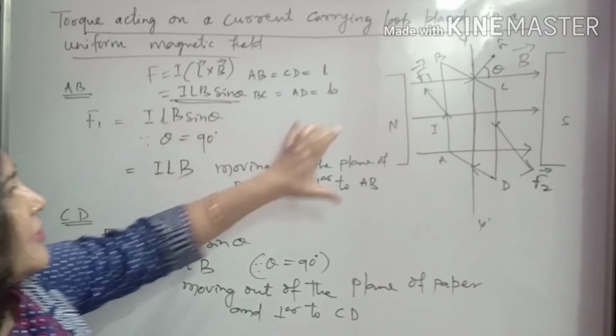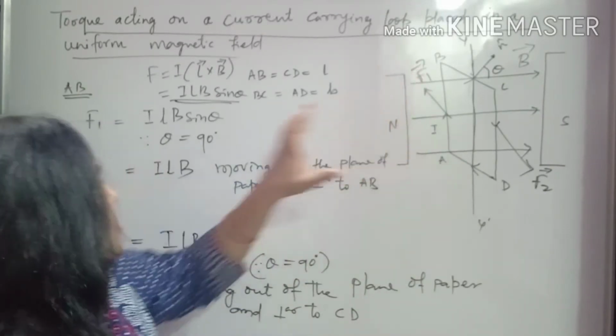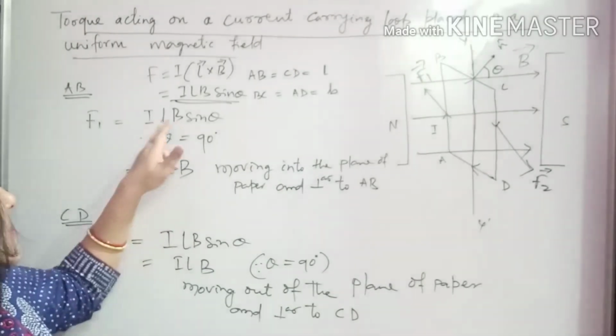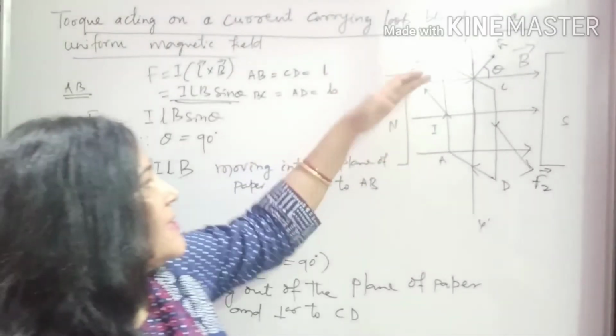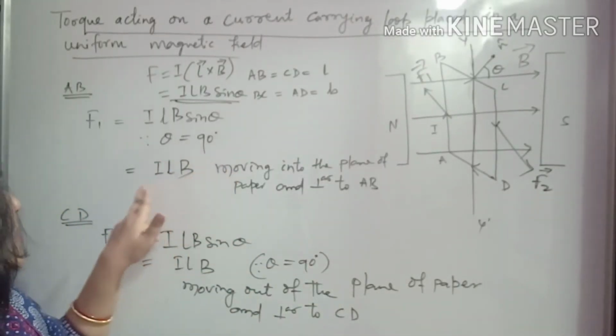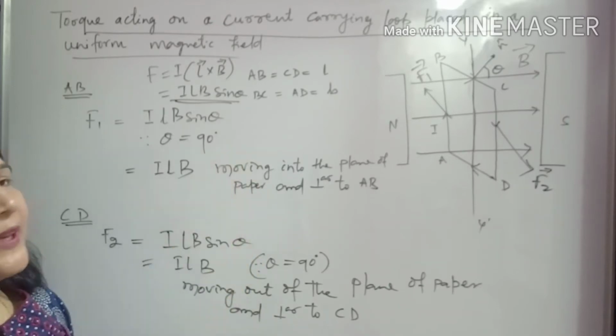For this AB section, the current flowing is I, the length of this section is L, and the magnetic field's magnitude is B. So ILB sine theta. But in this case, since AB is making an angle of 90 degrees with the field, theta is 90. That's why this is ILB, and its direction is into the plane of paper.